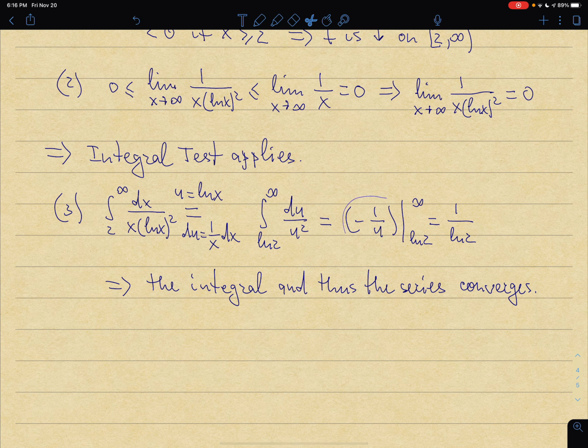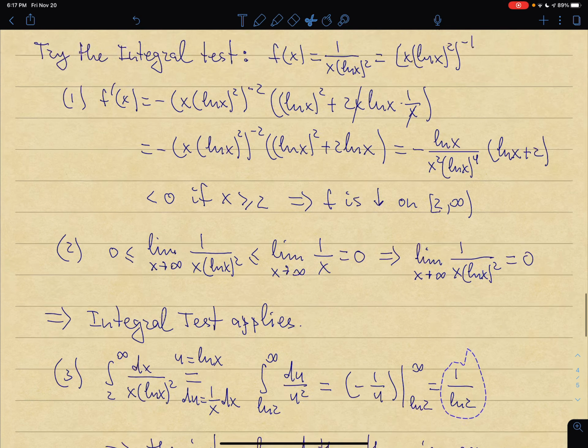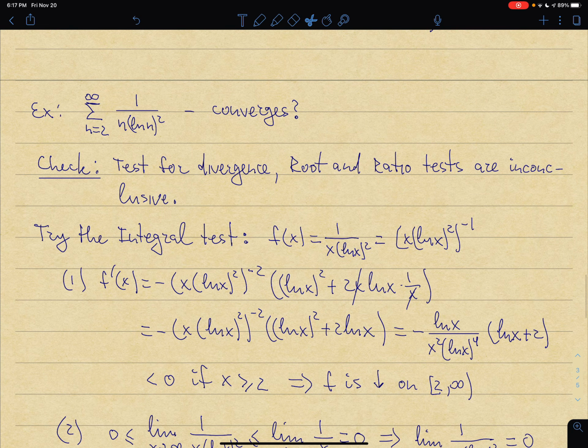So to evaluate minus 1 over u at infinity, I need to take minus 1 over u and let u go to infinity. If I do that, then minus 1 over u will go to 0. And then I have to subtract the expression evaluated at ln of 2. Subtracting a negative number, I get a positive number, so this is 1 over ln of 2. So the integral converges, and therefore the original series would also converge by the integral test.